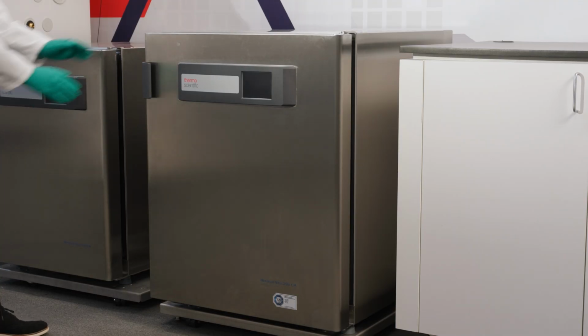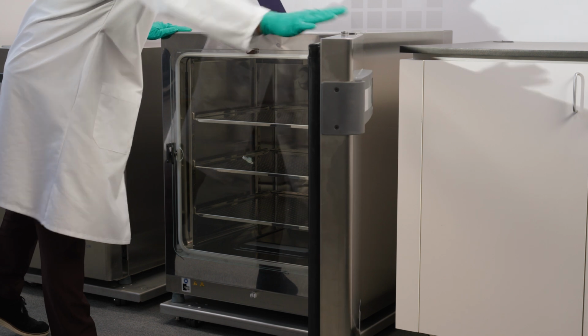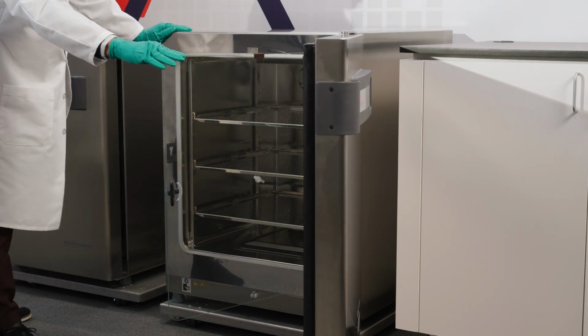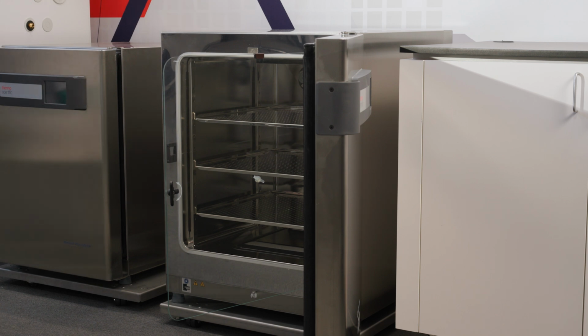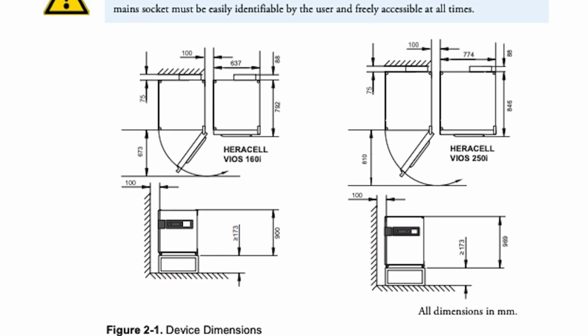Set up your incubator in a draft-free, dry location with appropriate ventilation on a solid, level, fireproof surface. The minimal distance to adjacent surfaces must be observed on all sides. See page 2 of the space requirements section of the manual for more information.